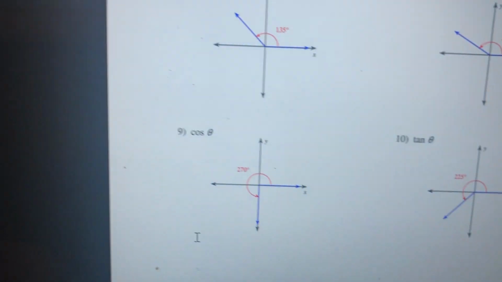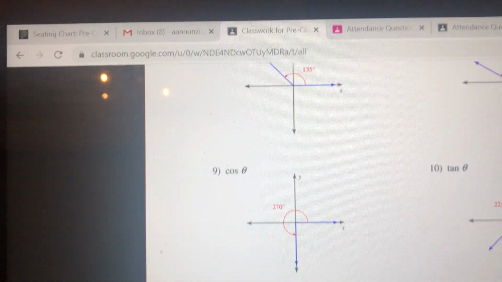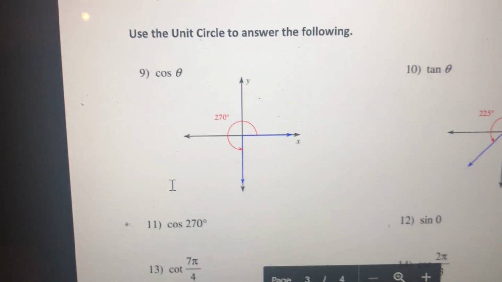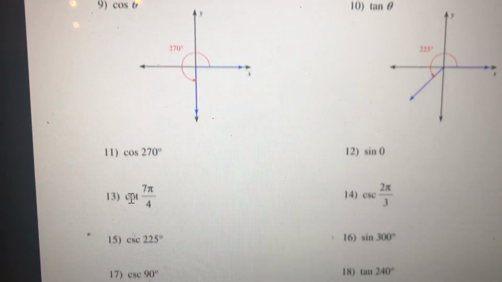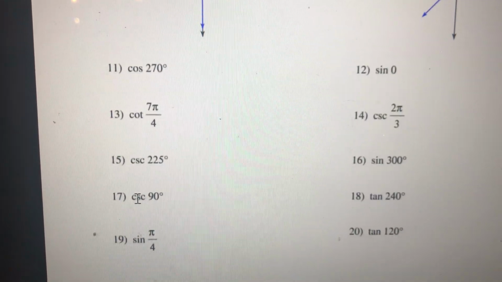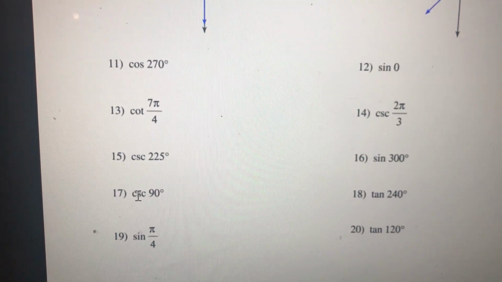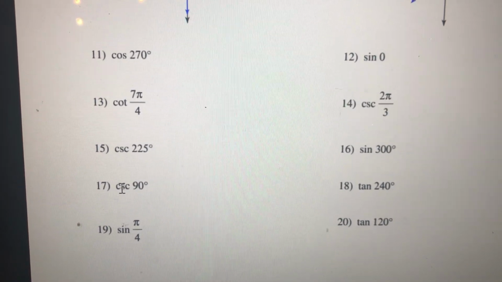Are there any on here that were undefined? Let me see. Is there a tangent of 90 degrees on here? Let me look. No. I don't think so. All right, so let's see. What else should I do from here?